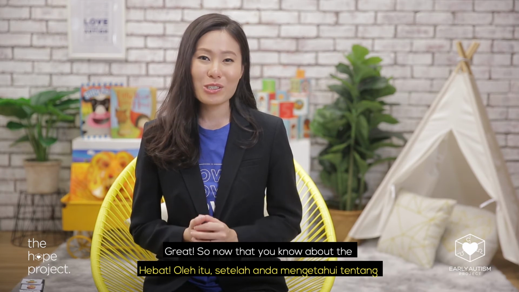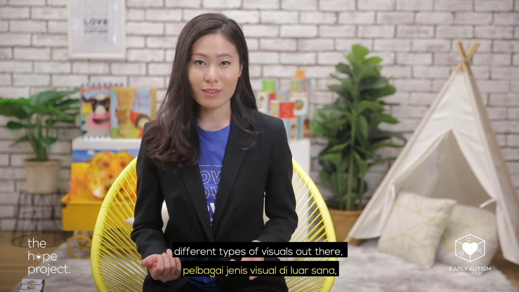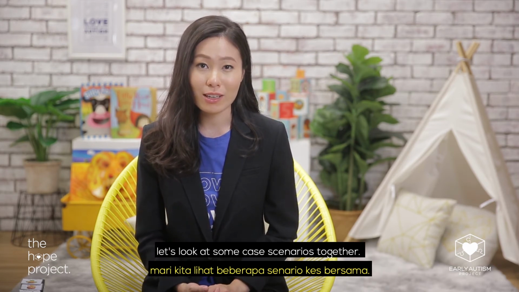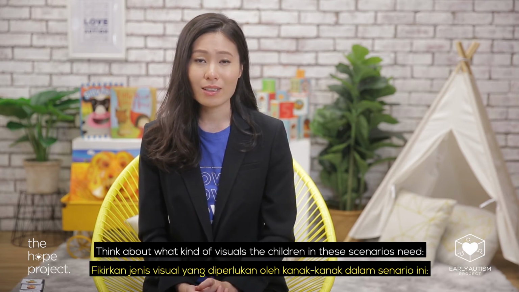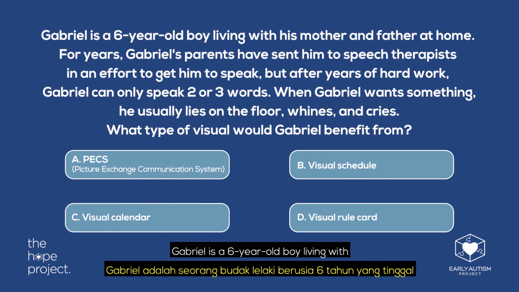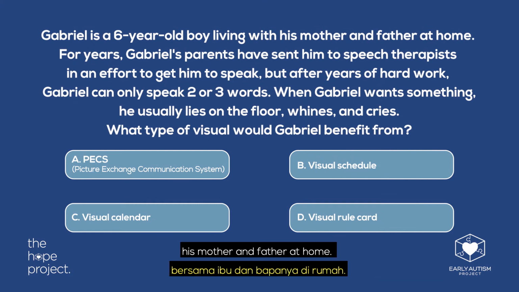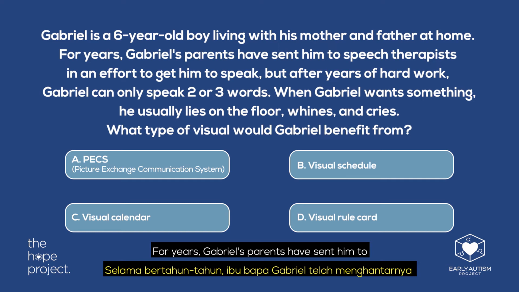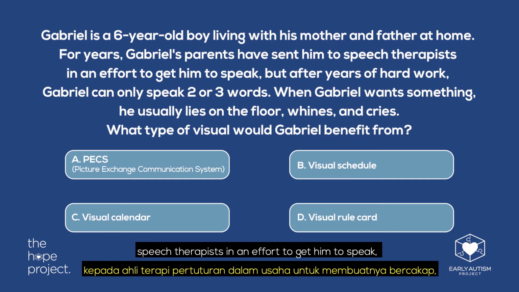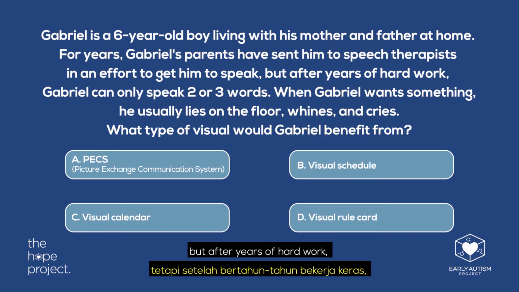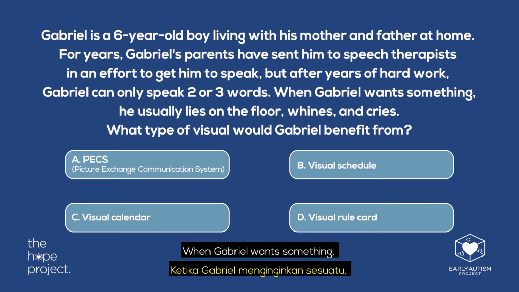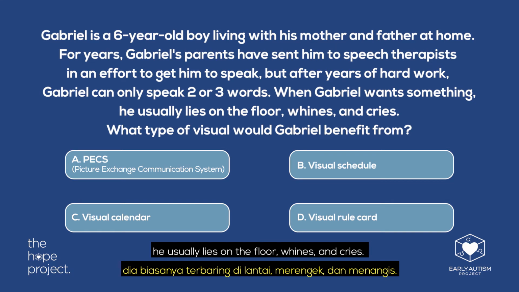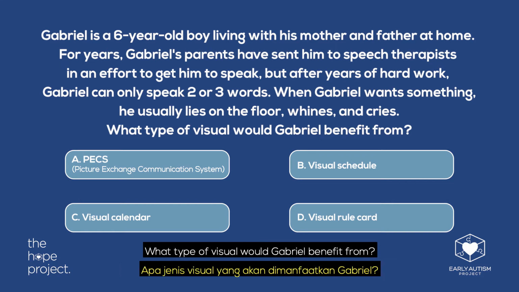Great! So now that you know about the different types of visuals out there, let's look at some case scenarios together. Think about what kind of visuals the children in these scenarios need. Gabriel is a 6-year-old boy living with his mother and father at home. For years, Gabriel's parents have sent him to speech therapists in an effort to get him to speak. But after years of hard work, Gabriel can only speak 2 or 3 words. When Gabriel wants something, he usually lies on the floor, whines, and cries. What type of visual would Gabriel benefit from?